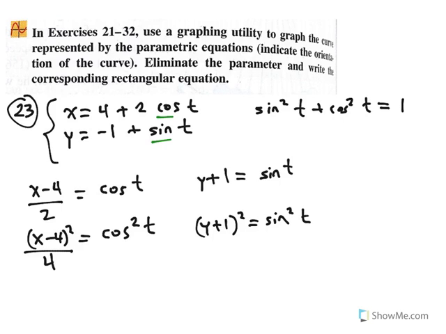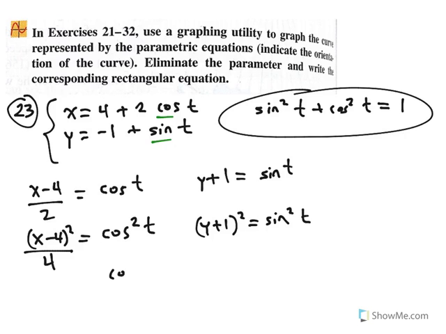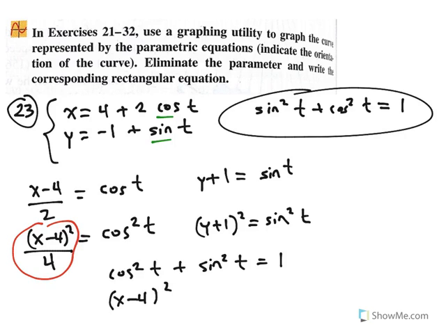So having done that, what are you going to do now? You're going to use the Pythagorean identity. So we have sine squared t plus cosine squared t, or you can also write cosine squared t plus sine squared t, is equal to 1.